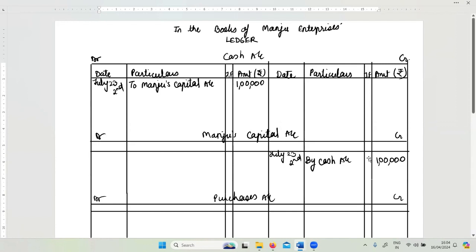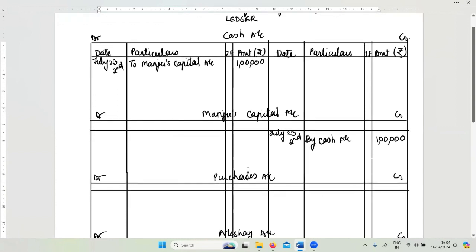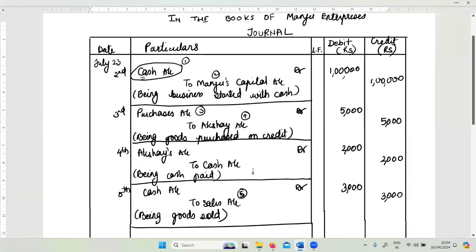Fine. So this completes my first journal entry posting into the ledger. One side, if you see, it is the debit side, and the second side is the credit side. So that clarifies the first entry. Now go to the second transaction.